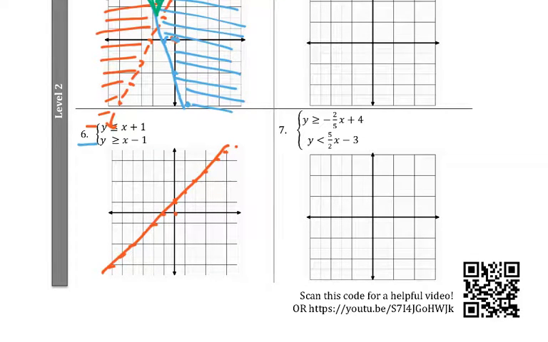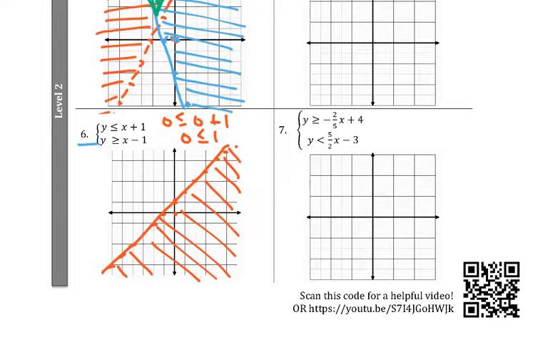Then, let's take the girl to 0, 0 and see how well she does. Oops. So, I've got 0 is less than or equal to 0 plus 1. Is it true that 0 is less than or equal to 1? Well, yeah, that's totally true, so the girl cows are safe on this side of the fence.